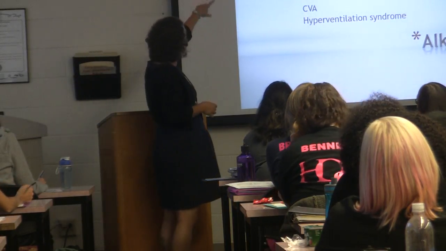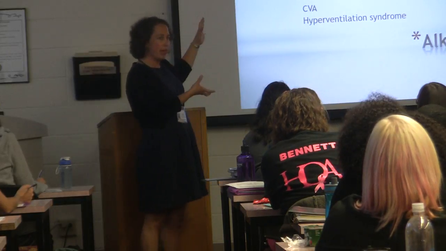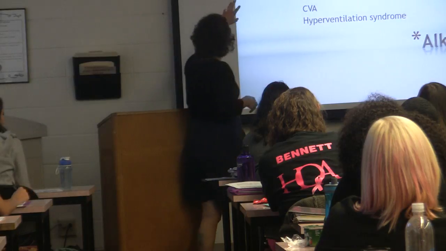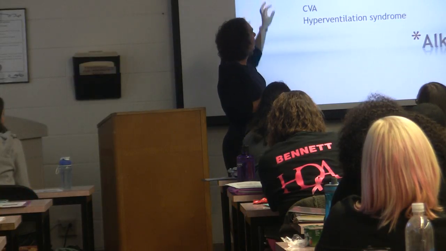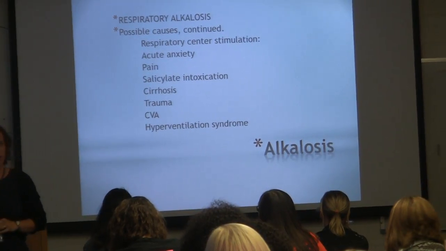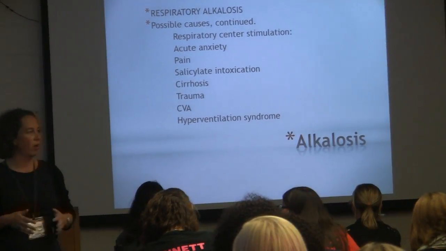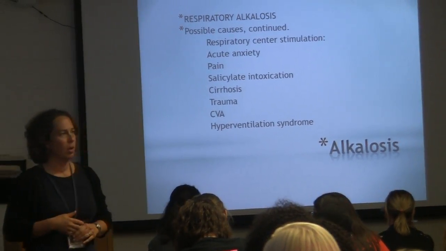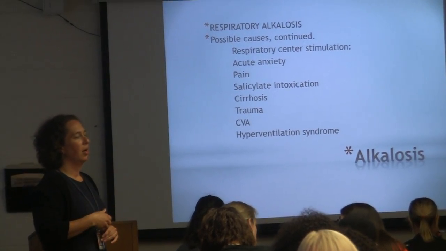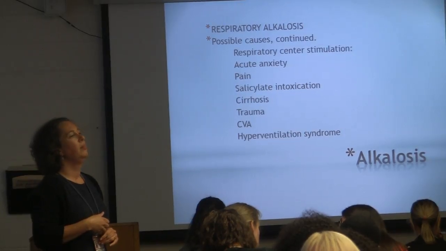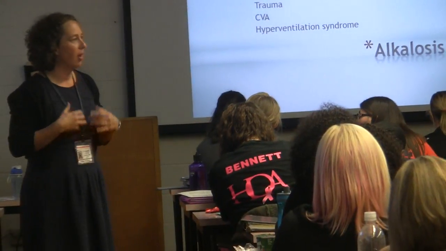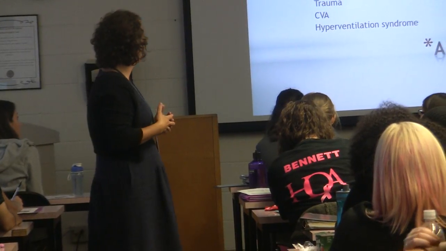All of these other things, you already saw this list. I want you to think about why, especially these top two, acute anxiety and pain, why would those put somebody at risk for a respiratory alkalosis where they're blowing off all that CO2? Anxiety attack, when it's a heart attack. So it's the same kind of pressure breathing. Yeah, if you've seen anybody having an anxiety attack, it's that breathing that looks very labored for sure.